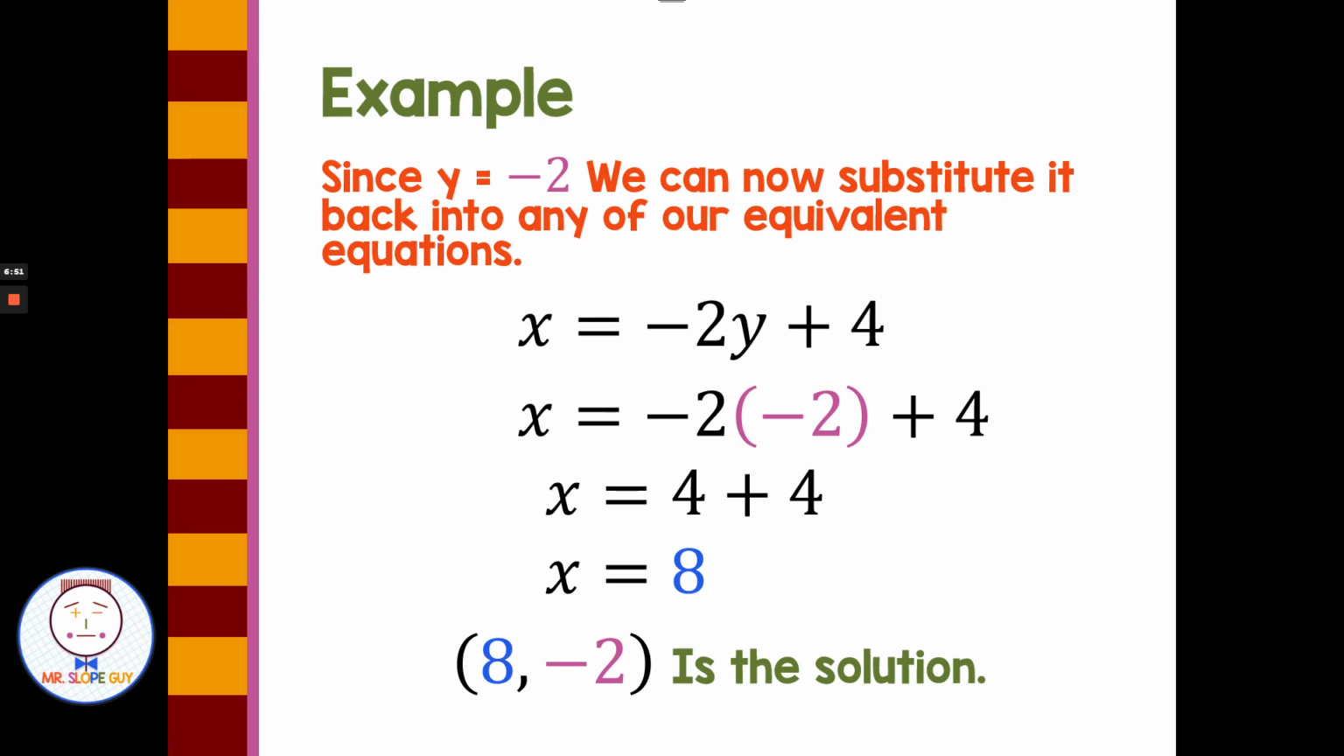And I could go back, I could take this point, I could put it in both equations, the original equations, I could prove that it works. I could also take both these equations and graph them on a coordinate plane and make sure they cross at 8, negative 2. Make sure they are truly the solution for both variables.